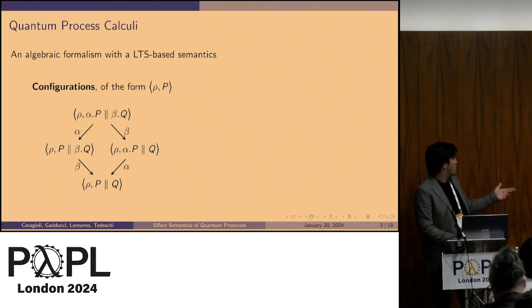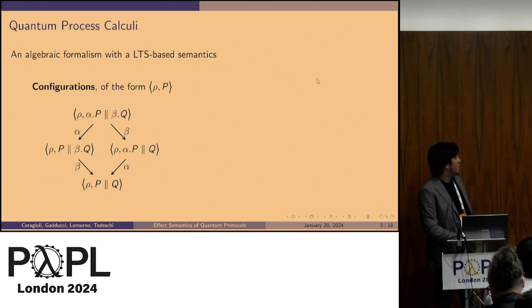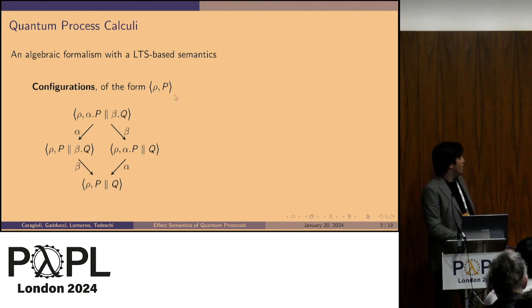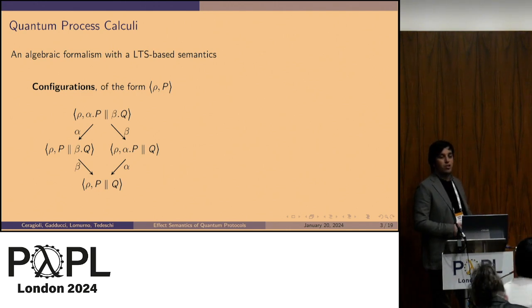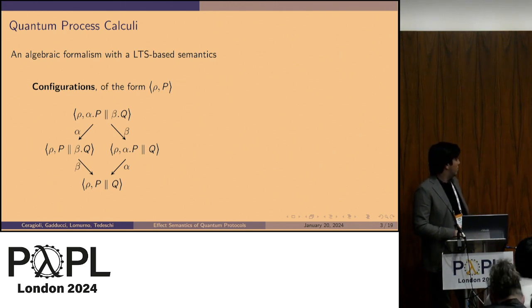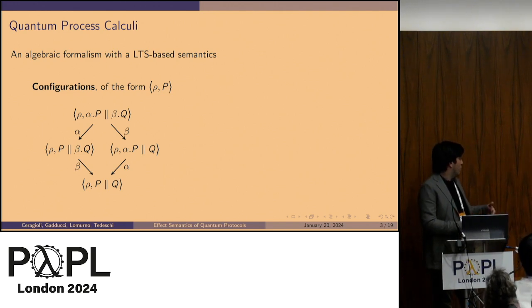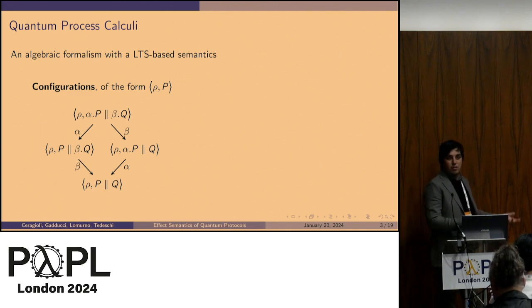We use transition systems where the states have this form. So a pair with rho, a density operator, representing the quantum values, and P, which is a process that is the classical part, similar to what is done for the operational semantics of imperative languages. Here we can see, for example, the semantics of a parallel composition. We have a process on the left, a process on the right, and they can execute either left then right, or right then left, non-deterministically.